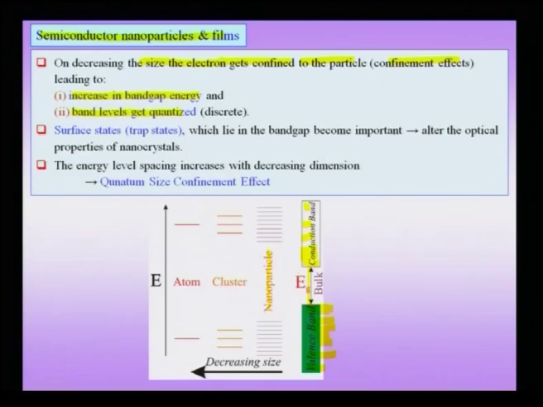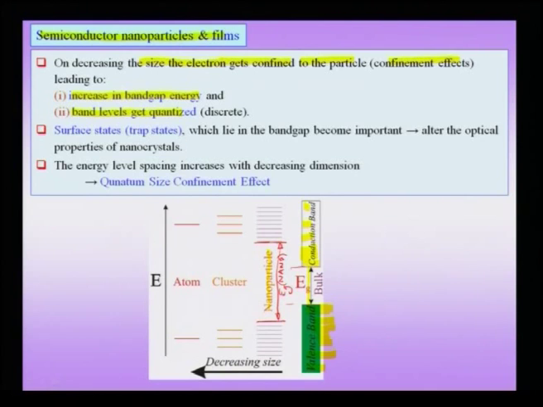Number 1 is that if you look at the band gap, originally this was my band gap. Now the new band gap in a semiconductor nanoparticle is this. So the band gap has increased when you are talking about a semiconducting nanoparticle. The second effect is that the band gap levels get quantized.